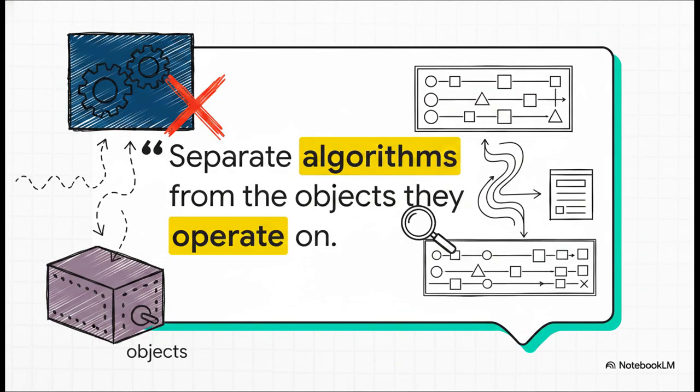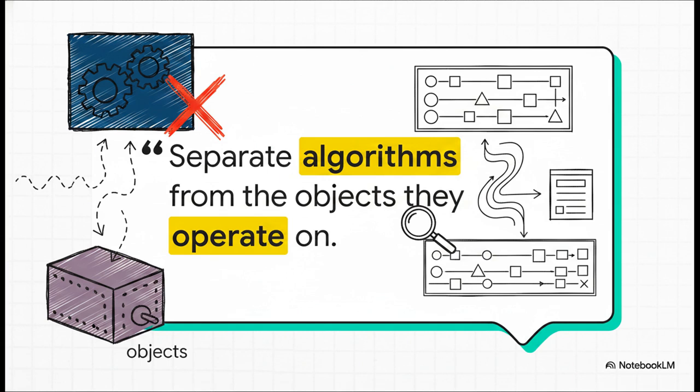And this brings us right to the core philosophy of the visitor design pattern. Separate algorithms from the objects they operate on. If you can master this philosophy, separating your complex business logic from your stable data structures, you are going to build incredibly robust, extensible Go applications that can grow without turning into a tangled mess.